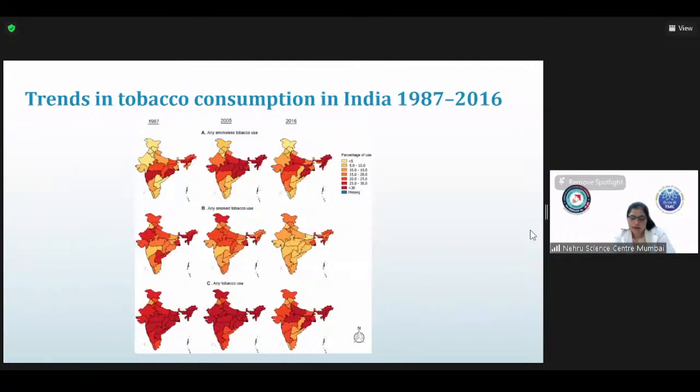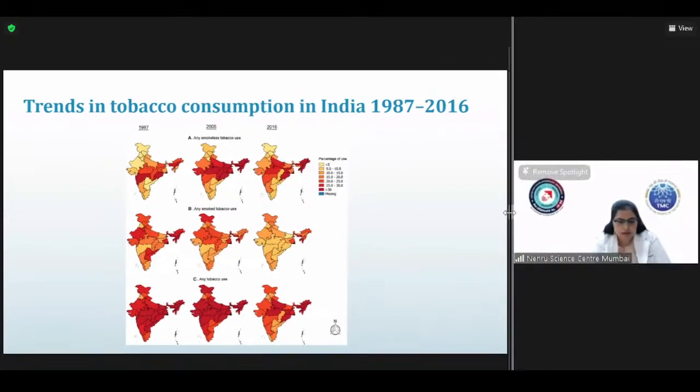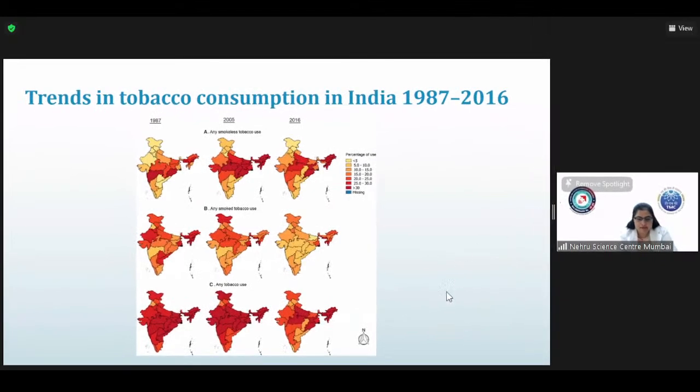Next. India is the second largest consumer and producer of tobacco, as shown in the bar diagram on the top corner. Nearly 267 million adults are users of tobacco. In India, over 10 lakh people die from tobacco use every year. About 3,500 people die per year.